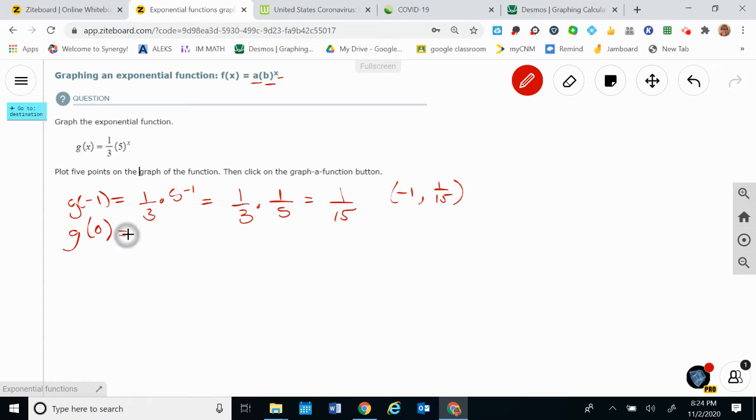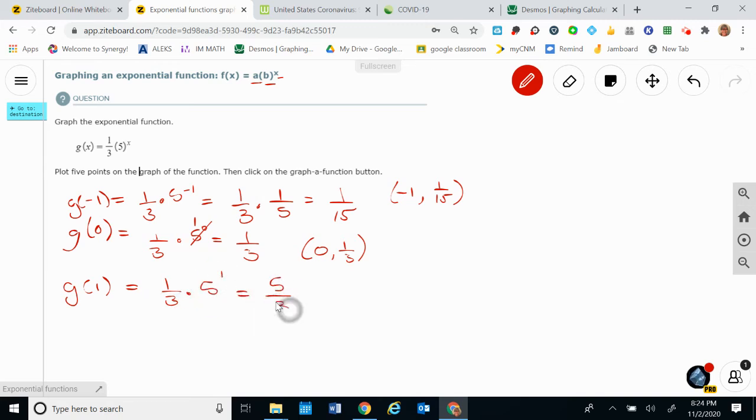And then we'll go g of 0. So what's going to happen? You're going to get 1/3 times 5 to the 0 power. Well, 5 to the 0 is 1. Remember, any number to the 0 power is 1. So that's going to be (0, 1/3). So all we're doing is plugging it in. So g of 1 is 1/3 times 5 to the first power. That's 5/3, or if you want, that's 1.66, I believe. So about 1.7.